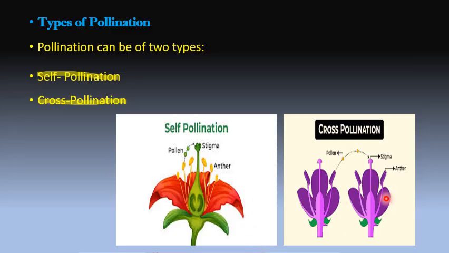Common examples I can give you are apple, maize, and sunflower. It requires agents. I already told you the types. The agents are the carriers or the vectors that help to transfer the pollen. They are wind, insects, and birds.